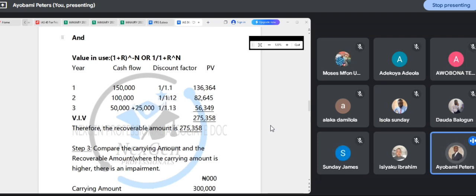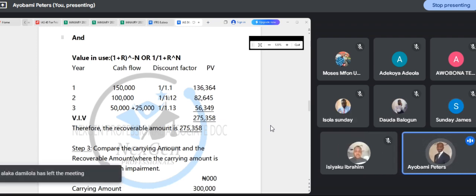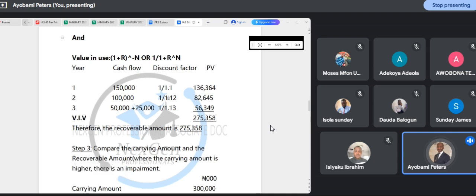Any other person want to add? Another indication in the internal is when there is damage to the assets. You understand? Or when an entity restructures its operation, or when an entity discontinues the operation. Those are also classified as internal indications. And once that happens, you have to carry out an impairment test. Thank you. Any other question?